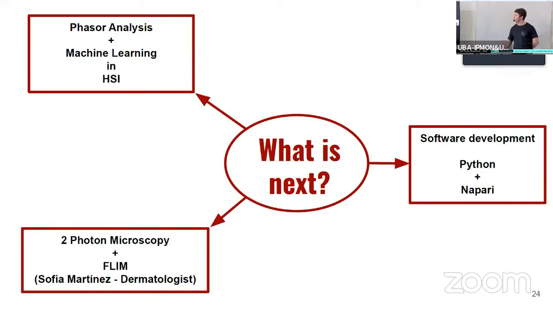So what's next? Well, we actually have three parts here. We are using ML, machine learning, in this kind of problem. Sophia, the dermatologist working with me, is going to use the 2-photon microscope here in the hospital to study metabolism. And then I told you about some algorithms and some pipelines we developed to process this kind of data. So I'm going to focus on this now, the software development, Python and NumPy.